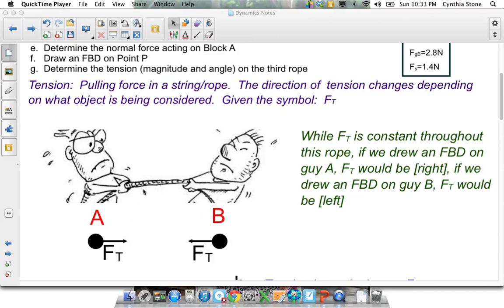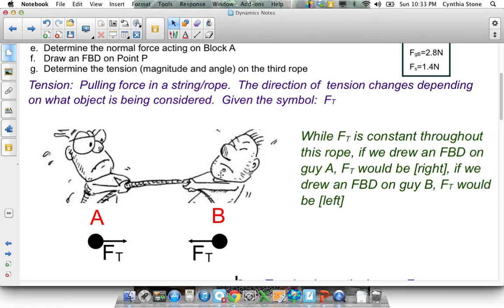But if you know the tension on guy A, then you also know the tension on guy B. It's just that it's the opposite direction. It's the same magnitude. The number's the same, it's just the direction that's different. And there's not much else to say about tension. It comes up in a few upcoming examples, and that's how we treat it.